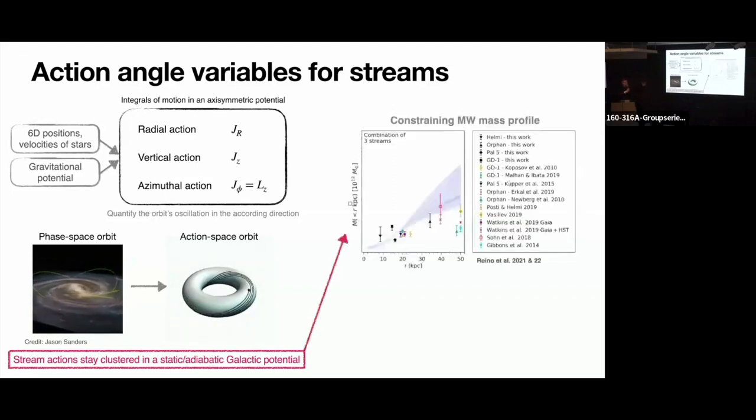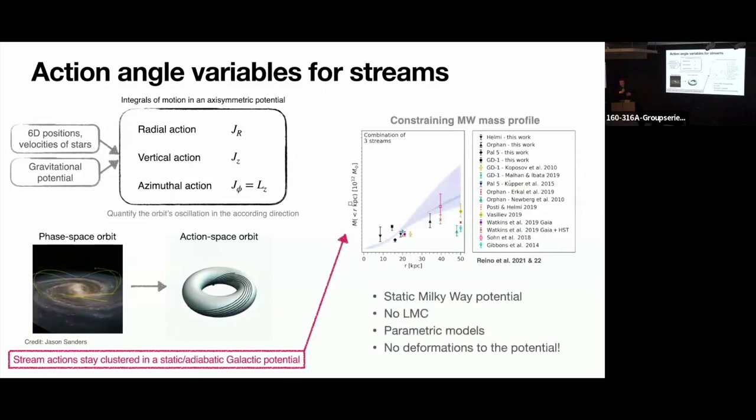Okay, and so this is an example of doing this, setting a mass profile constraint using streams and this action clustering technique. But often this is, again, assumed static Milky Way models, when we've seen evidence that the Milky Way potential is deforming. They often haven't included an LMC, and the other thing is that sometimes they're parametric models. So you're making extrapolations where you don't necessarily have the data to back that up. And that's something that can be addressed.